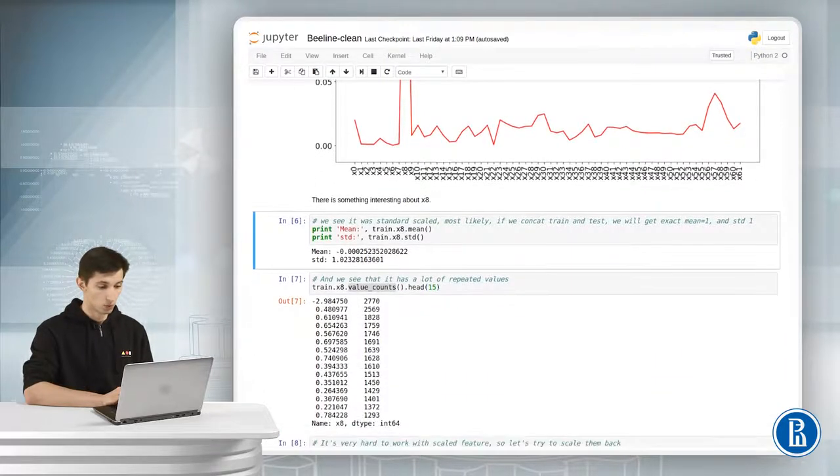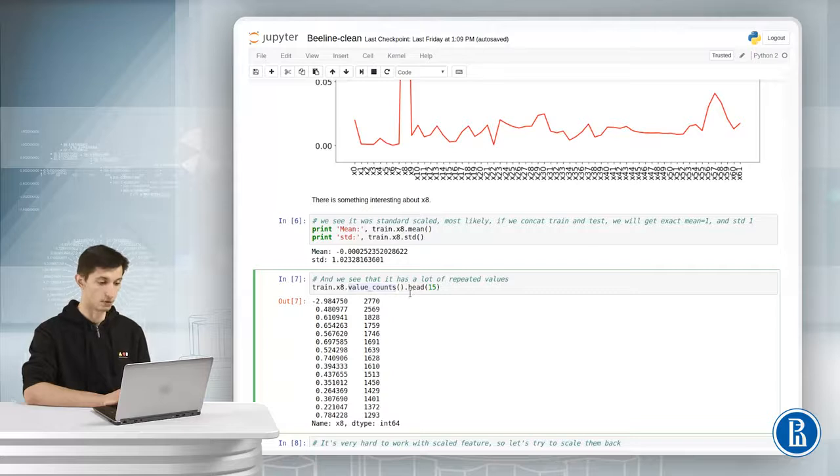Okay. So let's also see are there any repeated values in this feature. We can do it with a value counts function. Let's print the first 15 rows of value counts output. And we can see that there are a lot of repeated values. Like they repeat 1,000 times.